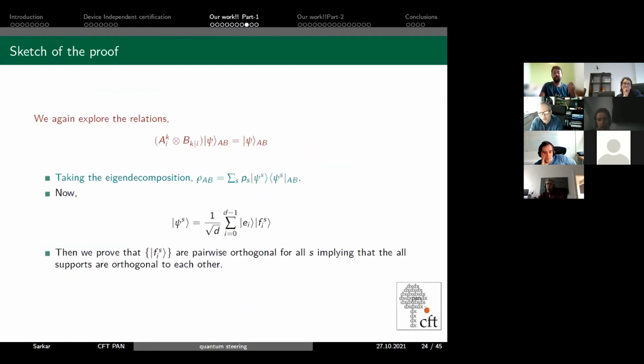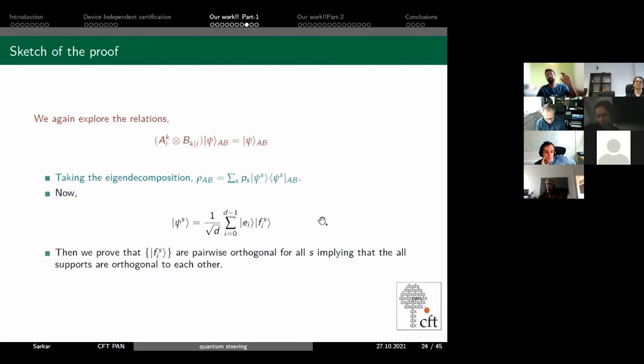So now going back to the mixed state rho_AB, taking an eigen decomposition of it, it's like this, where each of these psi_s are orthogonal to each other, and as shown before, you can prove that each of these psi_s is actually the maximally entangled state, with Bob's local basis given by these f_i's. Now we proved that each of these bases, which is spanned by these f_i's for different s, are actually pairwise orthogonal. What it means is that each of the supports of psi_s on Bob's side is actually orthogonal.